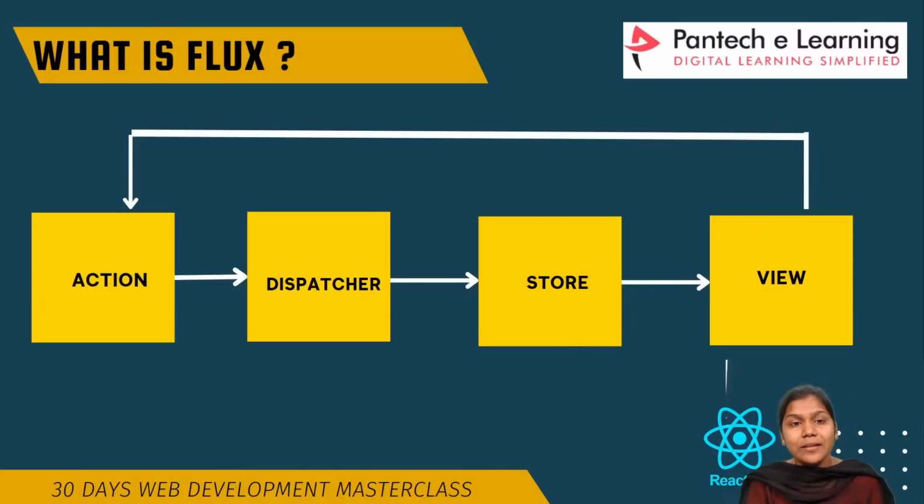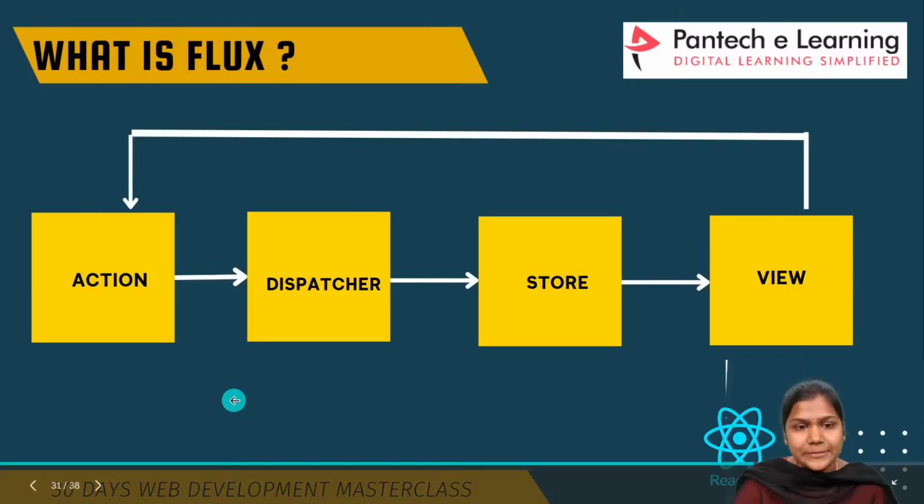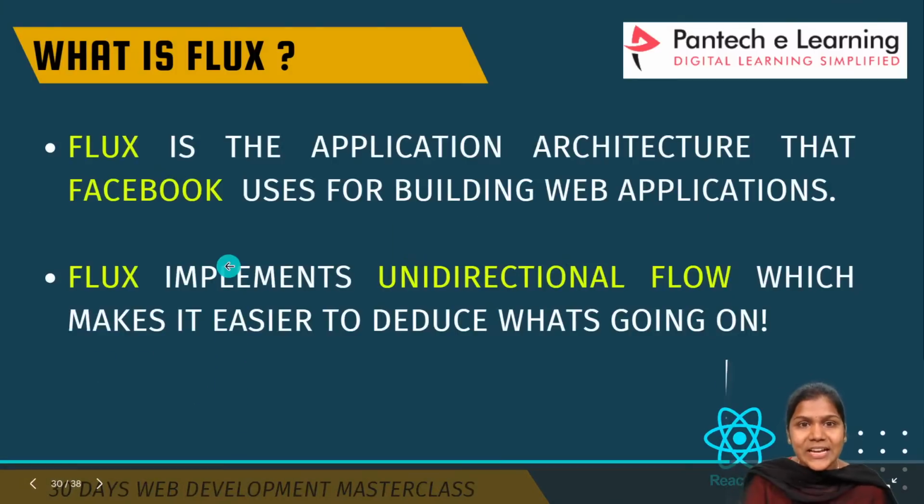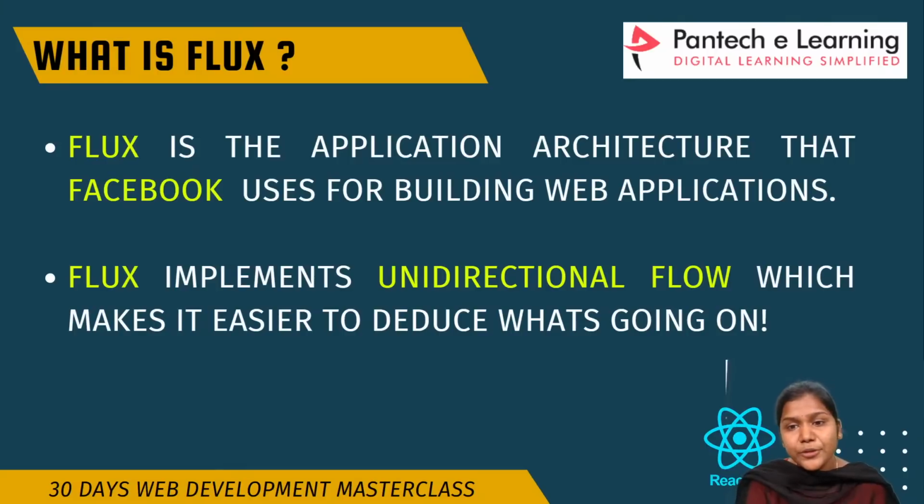Here comes how Flux works. Suppose whatever action we want to implement, it will send a notification to the dispatcher block. Now what it will do, it will view my data through the store of my data. After this, again it will move to the action part. So you can easily understand from this slide. It's an application architecture that Facebook uses for building web applications, and it will flow only in the forward direction.